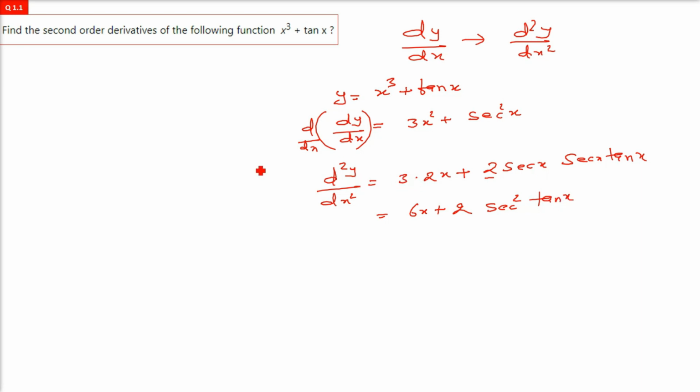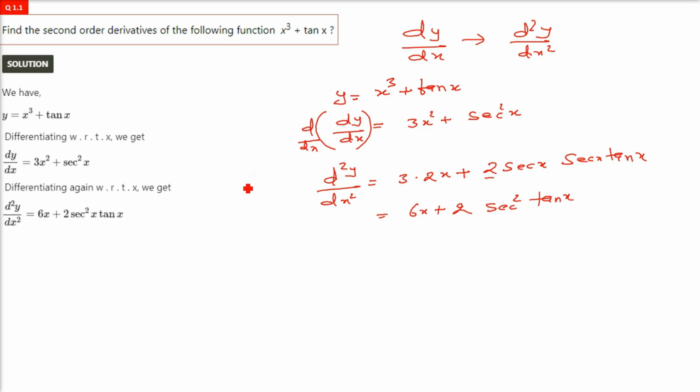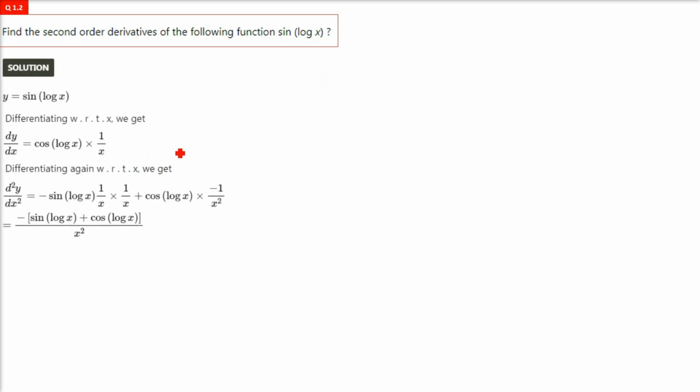Now you see, if you have to write it in your exam, this is the way you have to write. Like you have to say we are differentiating with respect to x, again differentiating with respect to x. Find the second order derivatives of the following function. Now we know already how to do this, differentiating twice. So this solution, those who want to do by themselves, they can do it. I'll take a different approach.